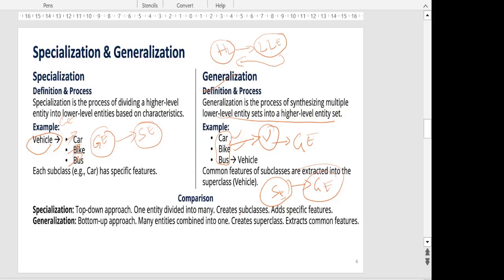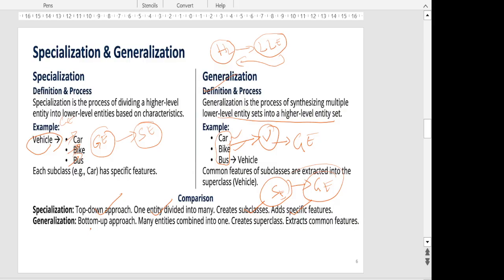So in specialization we are dividing the general into the specific one. We can say we are coming from top to down. This is one of the characteristics. Next, one entity is divided into many. Because of the common features, we become specialized, so it will create special subclasses and add some specific features.